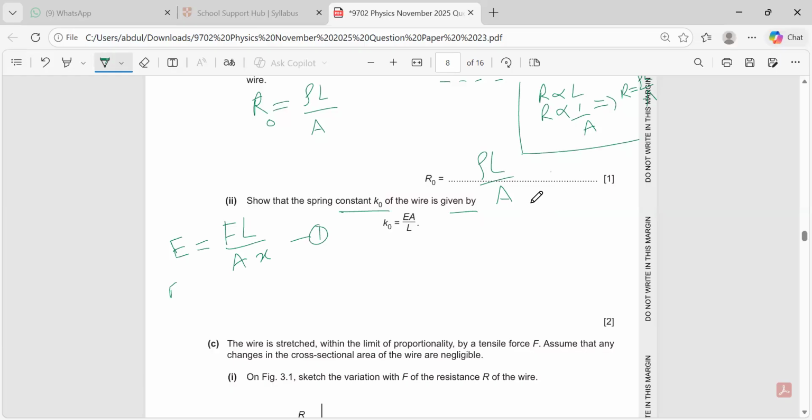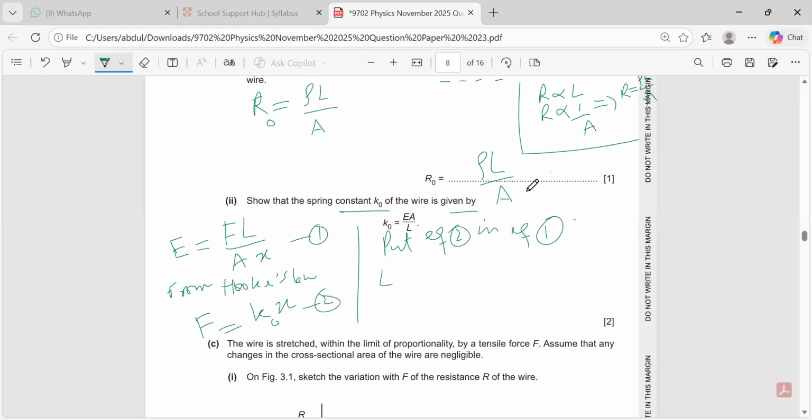So from Hooke's law, F is equal to Kx. But here K naught, so K naught X. This is equation 2. So what can we do? I can put equation 2 in equation 1, something like mathematical terms. So my dear friends, E will be equal to F, in place of F, K naught X, L over A X.